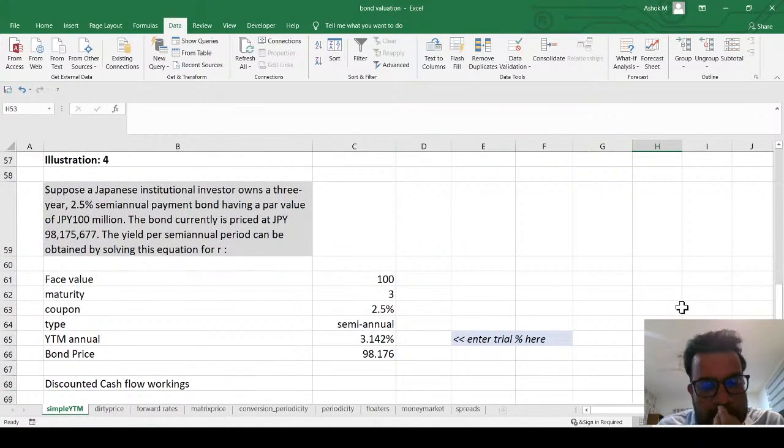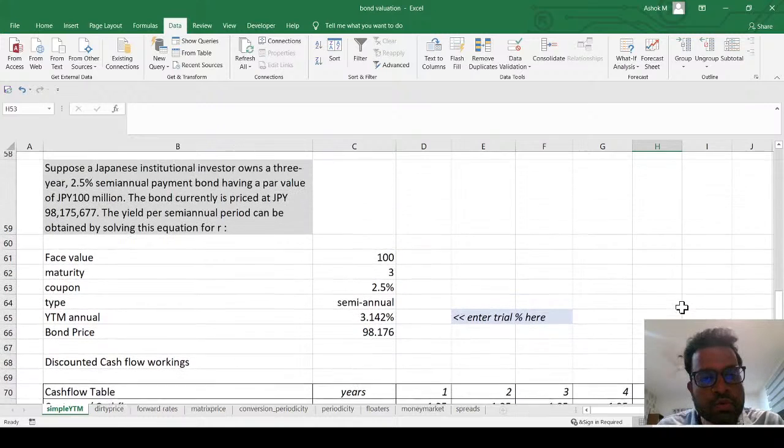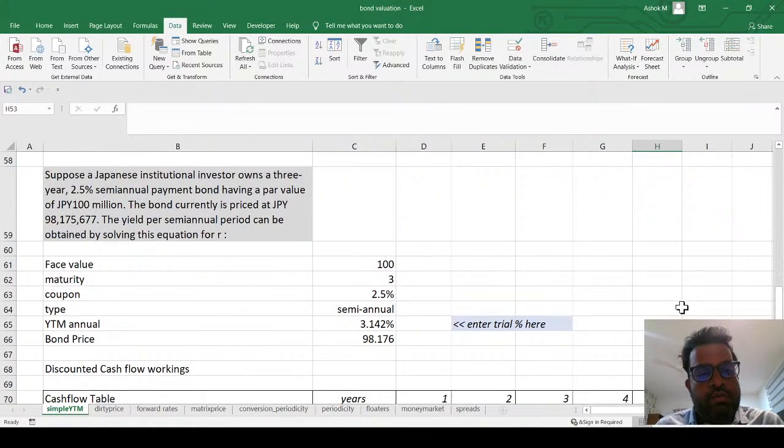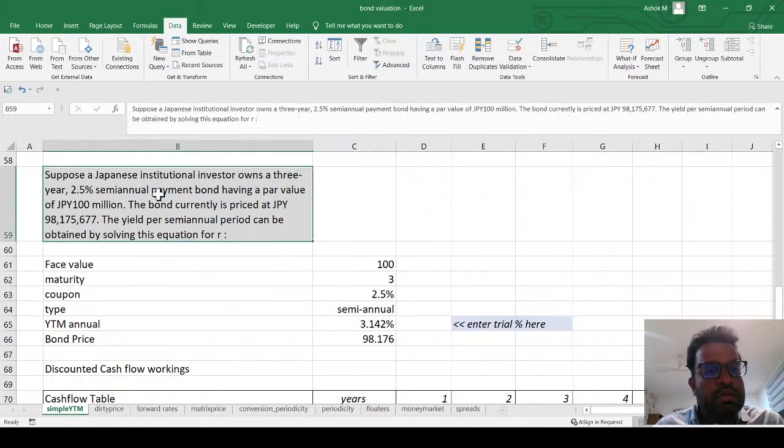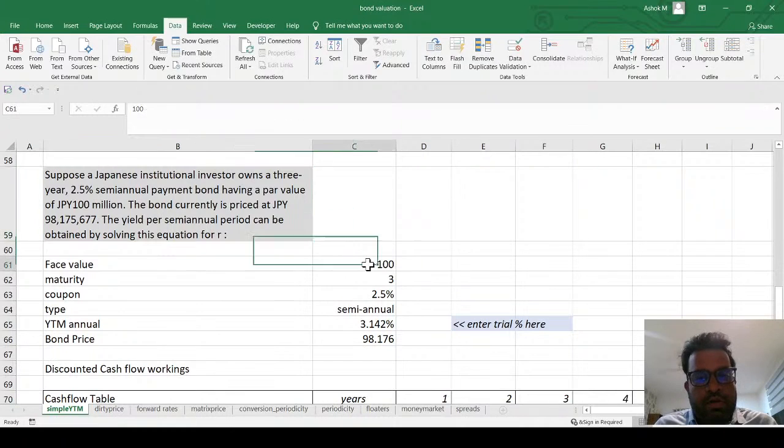Okay, this is a problem where we do semi-annual compounding. Suppose a Japanese institution owns a 3-year 2.5% semi-annual payment bond having a par value of 100 million. The bond currently is priced at JPY 98.175677 million, some huge amount. The yield per semi-annual period can be obtained by solving this equation. We can ignore the millions and just put the smaller numbers.